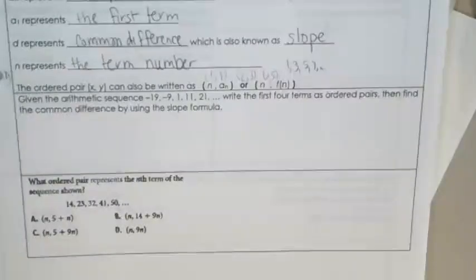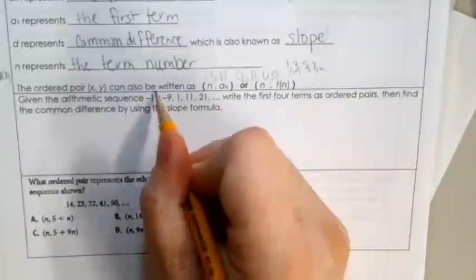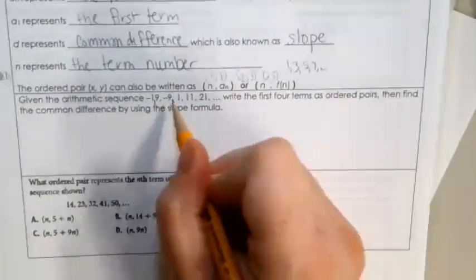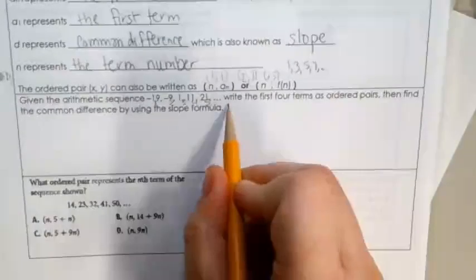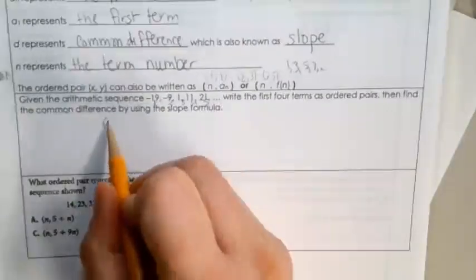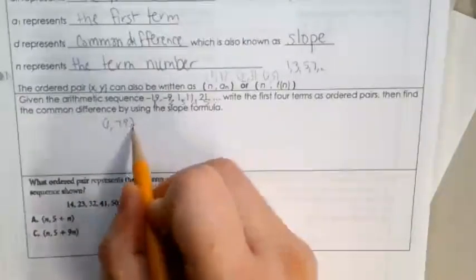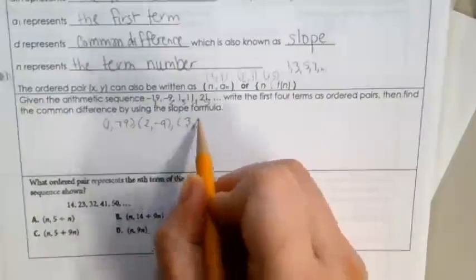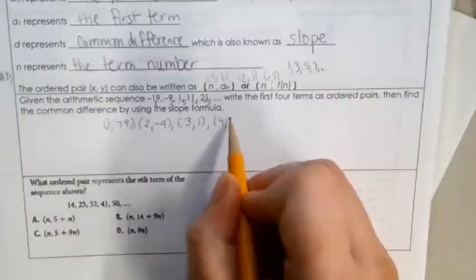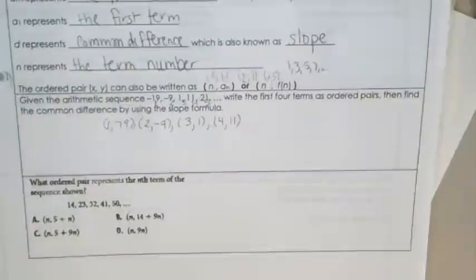All right, so here's an arithmetic sequence. We are going to write the first 4 terms as ordered pairs and then find the common difference using the slope formula. So the x value is its place in line. So this is the first term, second term, third term, fourth term, fifth term. The ellipsis means and so on. So I would have 1, comma, negative 19. I'd have 2, comma, negative 9. 3, comma, 1. 4, comma, 11. And I could keep going, but it said find the first 4 terms.